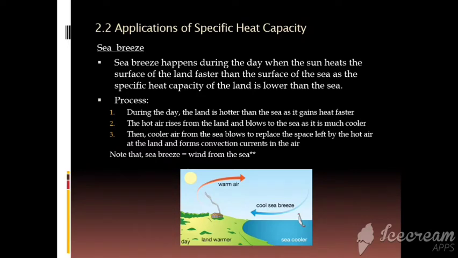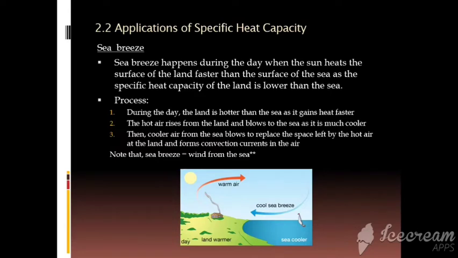Okay, now I'd like to move on to the application of specific heat capacity. So the first application that I would like to show you is the sea breeze. Sea breeze happens during the day when the sun hits the surface of the land faster than the surface of the sea, as the specific heat capacity of the land is lower than the sea. In this process, during the day, the land is hotter than the sea as it gains heat much faster.